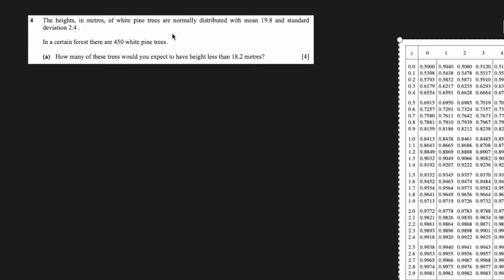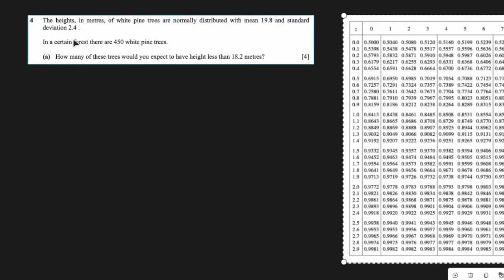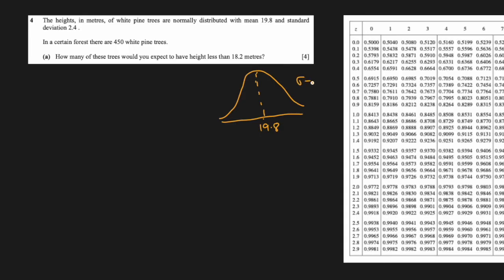Question number 5 is based on normally distributed data. So I'm ready with the table here. It says the heights in meters of white pine trees are normally distributed with mean 19.8 and standard deviation 2.4. So let me try to visualize this. If this is the line and this is the normal distribution, the mean is 19.8 and standard deviation is 2.4.